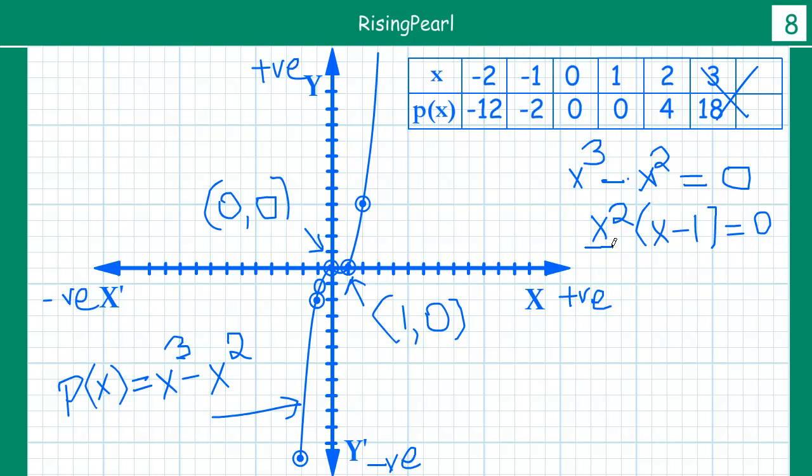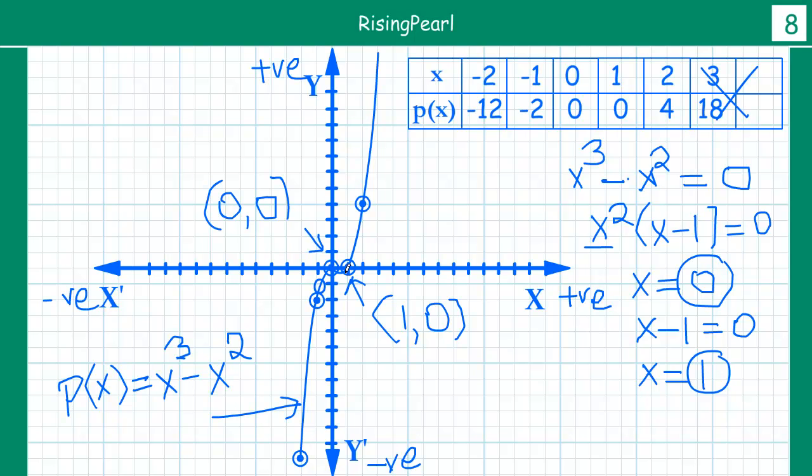So this factor is 0. That means x is 0. And otherwise, this factor is 0. That is x minus 1 is equal to 0. Or solving this, you get x equal to 1. In other words, at x equal to 0 and at x equal to 1, the value of the polynomial x cubed minus x squared is 0. So both of them are zeros of the polynomial.